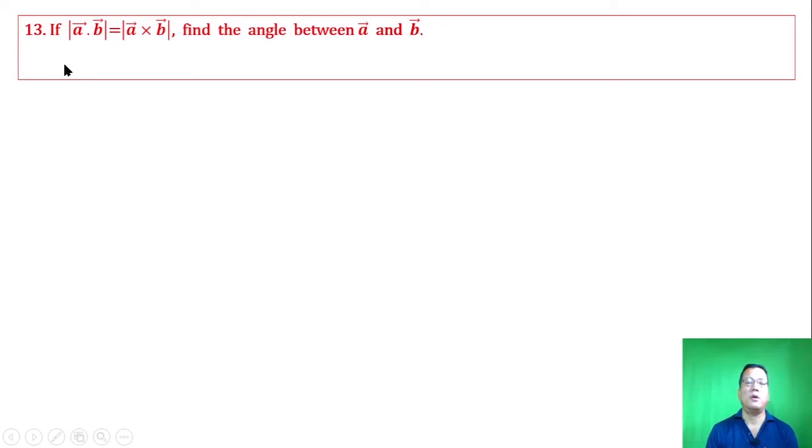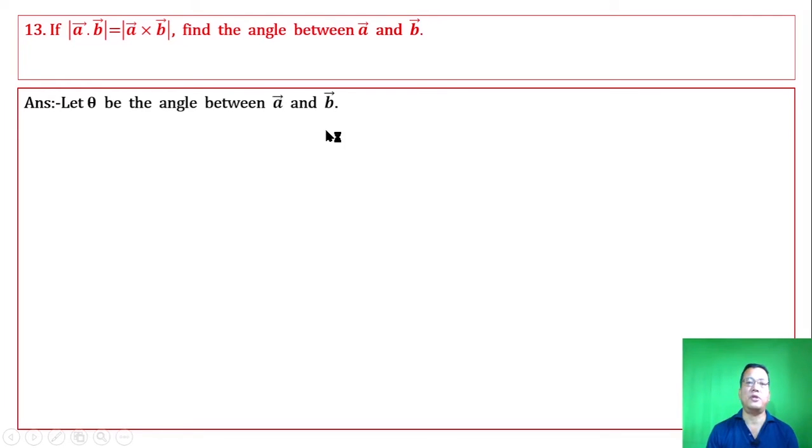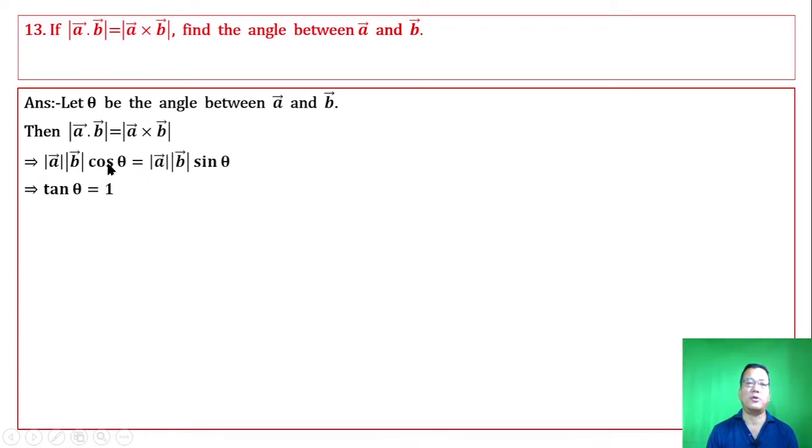Question number 13. If modulus of a dot b equals modulus of a cross b, find the angle between a and b. Let theta be the angle between a and b. Modulus of a dot b is modulus of a into modulus of b into cos theta, and modulus of a cross b is modulus of a into modulus of b into sin theta. Cancelling modulus of a and modulus of b on both sides, we get cos theta equals sin theta. That gives tan theta equal to 1. Tan of which angle gives 1? That is pi by 4. Theta equals pi by 4.